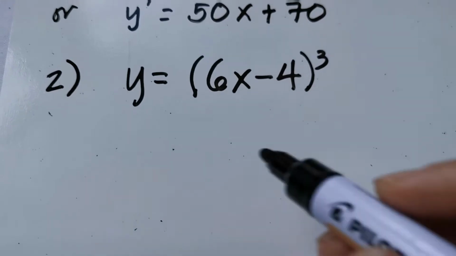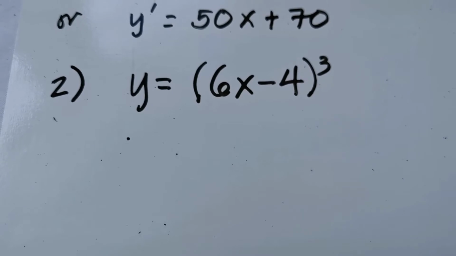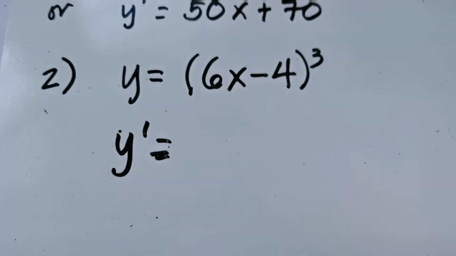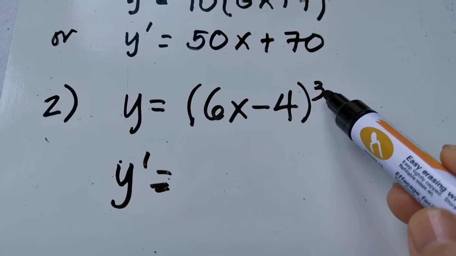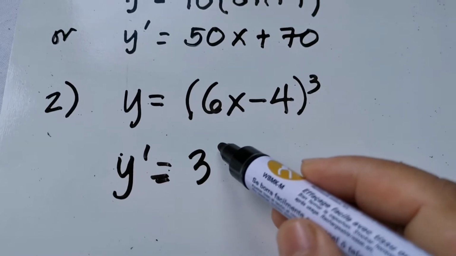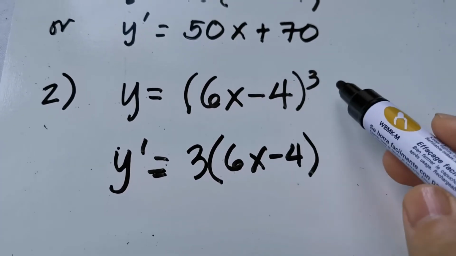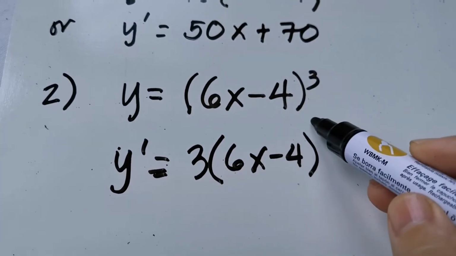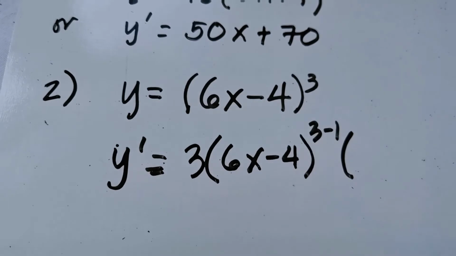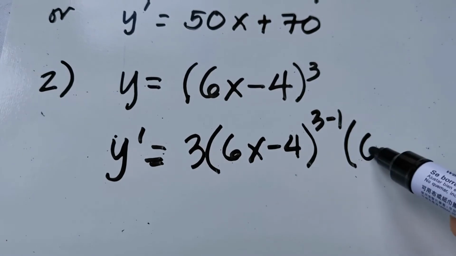Our second example, we have y equals the cube of 6x minus 4. We have y prime equals, we will multiply the exponent outside the parentheses, so we have 3 times 6x minus 4. Then we will subtract 1 in the exponent. We have 3 minus 1. Then we will get the derivative of the inner function. So the derivative of 6x minus 4 is 6.